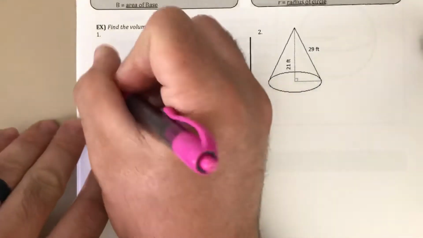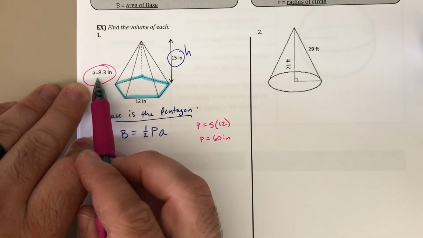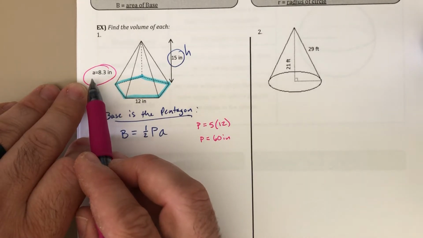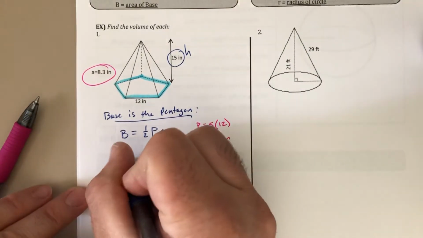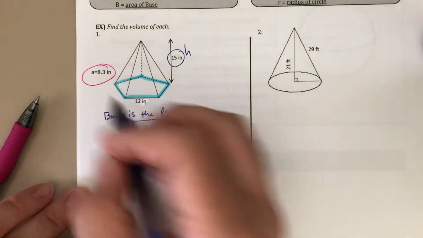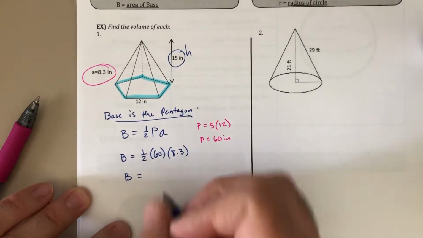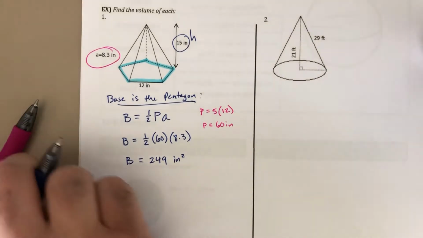Okay, and the apothem is right there, right? That was already kind of given. That was a nice thing. We made you work for the apothem back in chapter 9 when you learned about these, but we're not testing you on that anymore. We want to just see that you can apply certain formulas, and so the apothem is given here. And so the area of the base is going to be the perimeter 60 times the apothem 8.3 divided by 2, which is going to get us 249 square inches. There's the area of the base, and that's what we need in our formula.